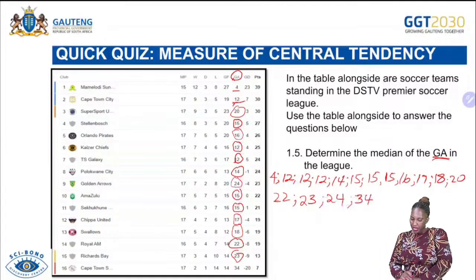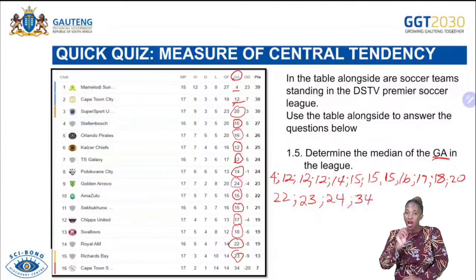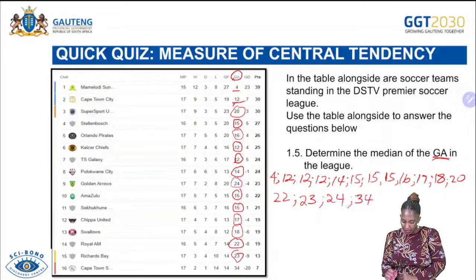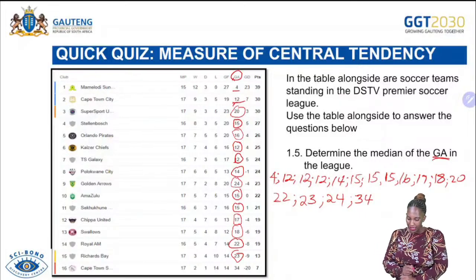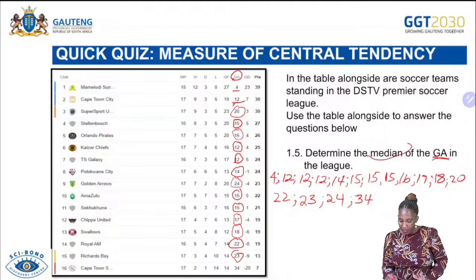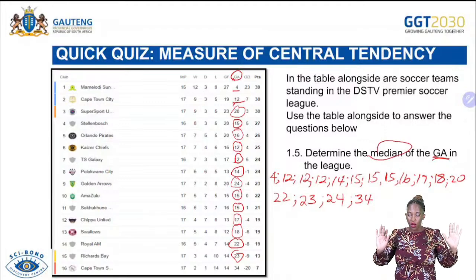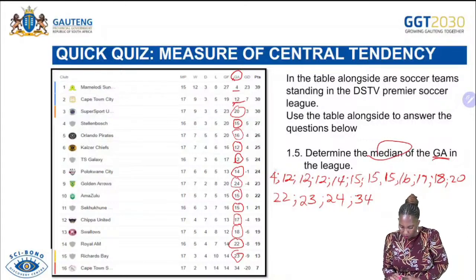Now, they say we must determine the median. How many values do we have in our data set? It's 16. Let's quickly check: 1, 2, 3, 4, 5, 6, 7, 8, 9, 10, 11, 12, 13, 14, 15, 16. 16 values in our data set. Remember, if we want the median, we have to divide the data set into 2 equal parts, because our median is the middle value. So I'll have 1 to 8, and from this side, 1 to 8.